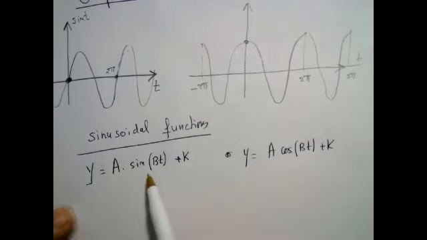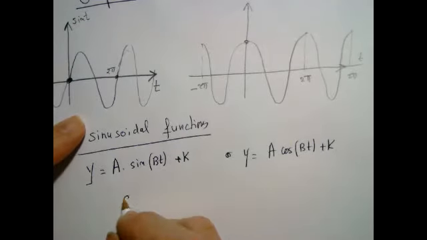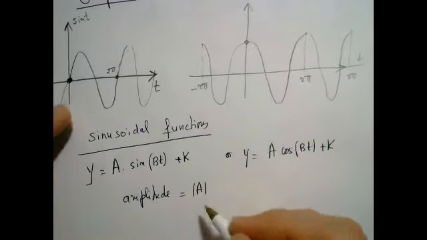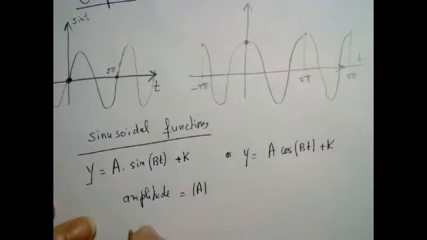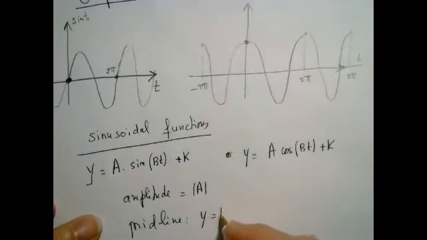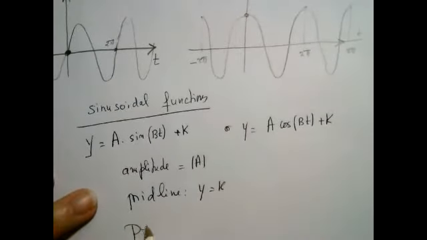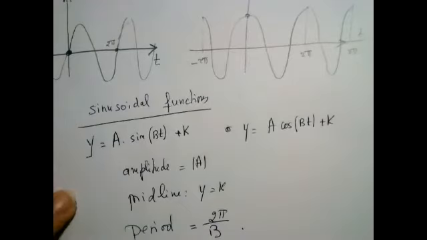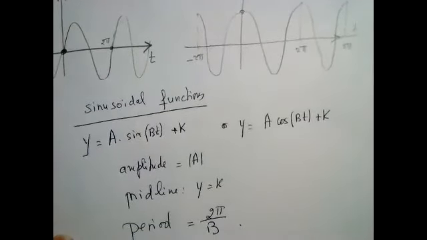All right. Now, for each one of them, the amplitude is A, okay, and the midline, that's easy, is y equal to k, and the period, that's important. The period is 2 pi over b, okay? And now we're going to work out a problem like that.